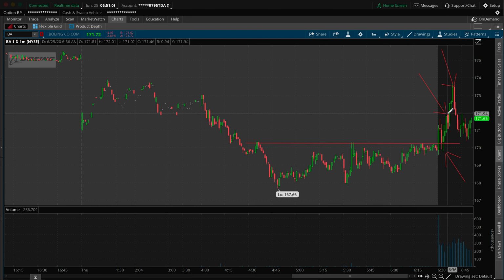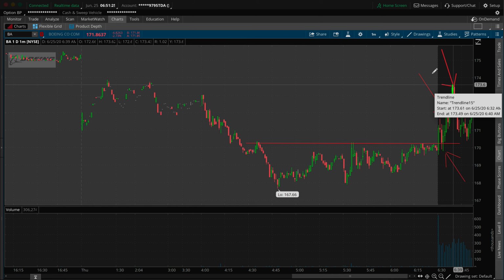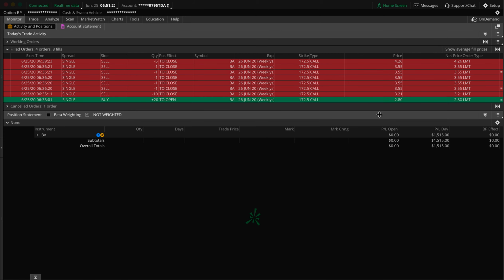I sold half of the trade right here at 635 as we approach this 172 area. You know what? Before I get you guys confused, we got in here, I got out some of it here, and I got out the rest of it here. Now we'll break down the numbers.